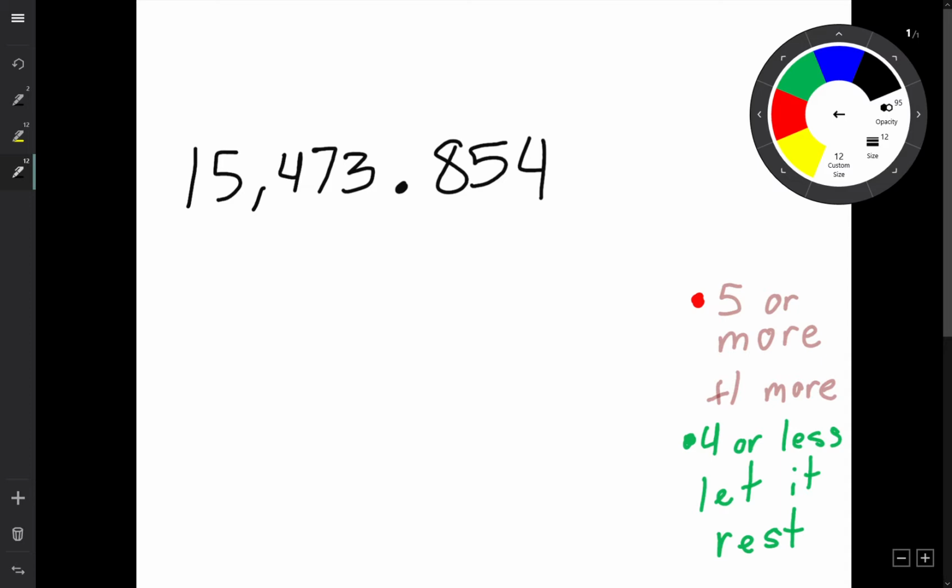As you can see, I have this number, 15,474 and 854 thousandths. Okay, so first, I'm going to round this number to the nearest tens.